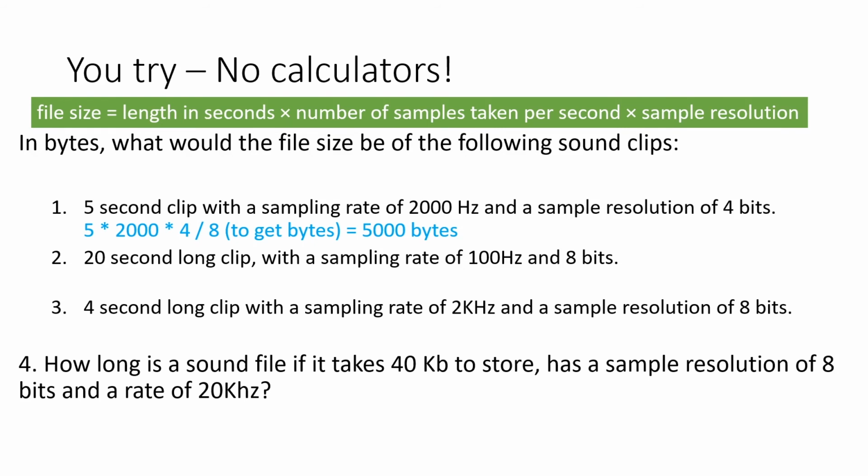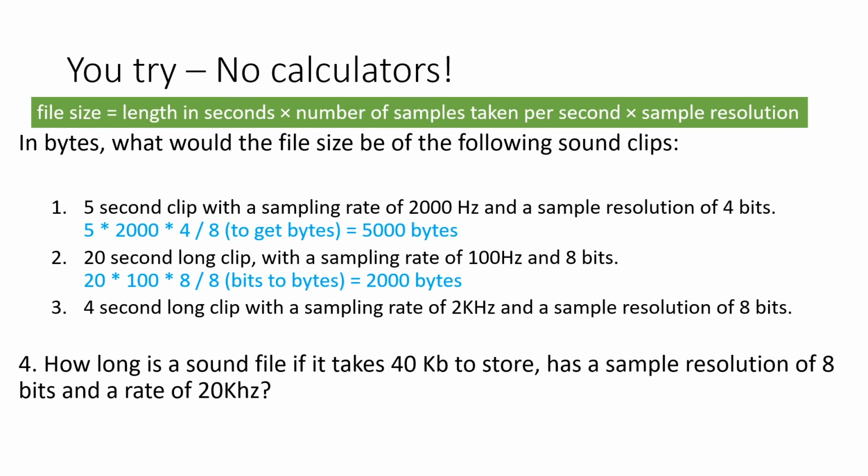Question number 2. 20 seconds long, multiplied by sampling rate of 100 and an 8-bit sample resolution. Great. We know we have to divide by 8 at some point, so let's just do that now. Those 8 bits divided by 8, so it's just 20 times 100 times 8 divided by 8, which is 1. And that'll get you 2000 bytes.